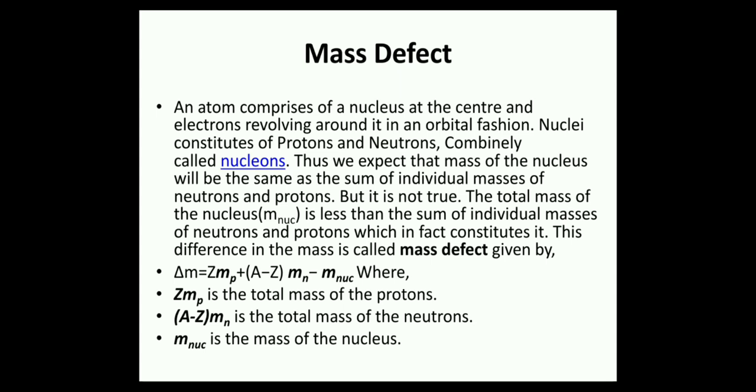The total mass of the nucleus is less than the sum of the individual masses of neutrons and protons, which in fact constitute it. This difference in mass is called mass defect, which is given by delta M equals Z into M_P plus (A minus Z) into M_N minus M_nuc, where Z M_P is the total mass of the protons, (A minus Z) M_N is the total mass of the neutrons, and M_nuc is the mass of the nucleus.